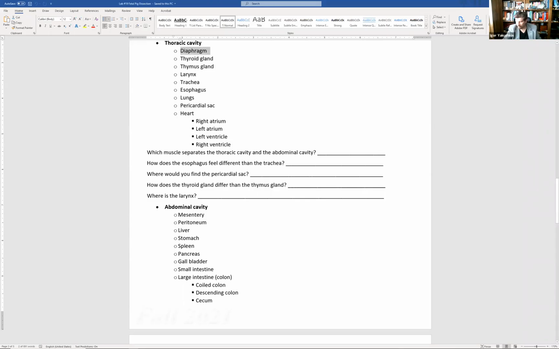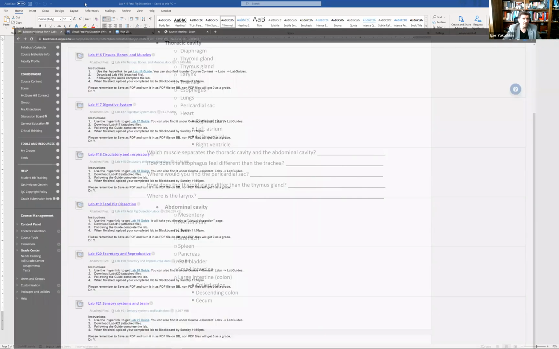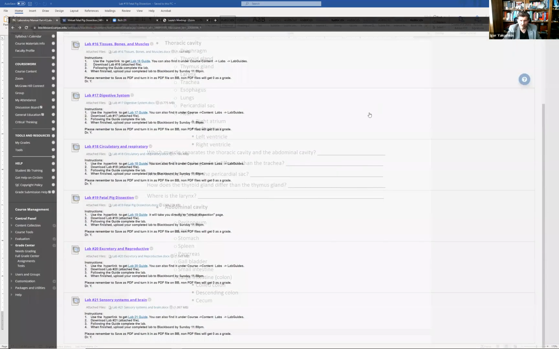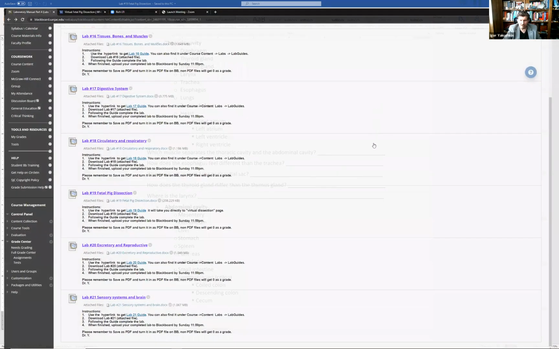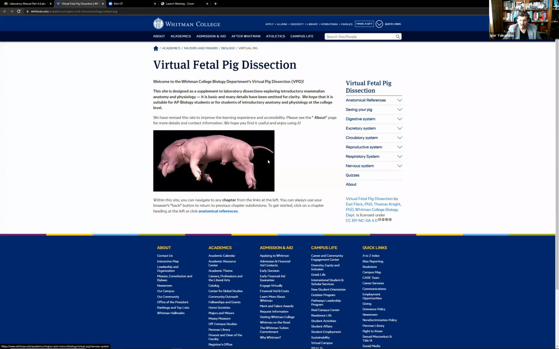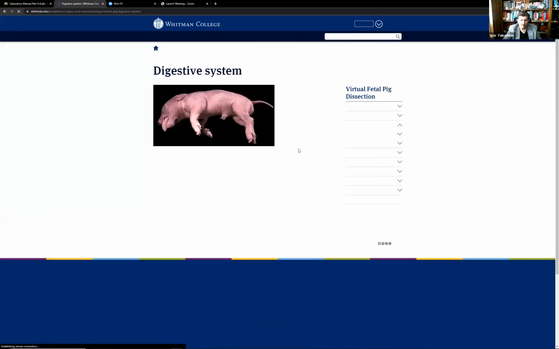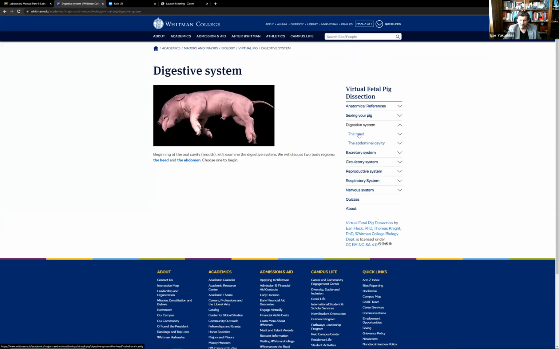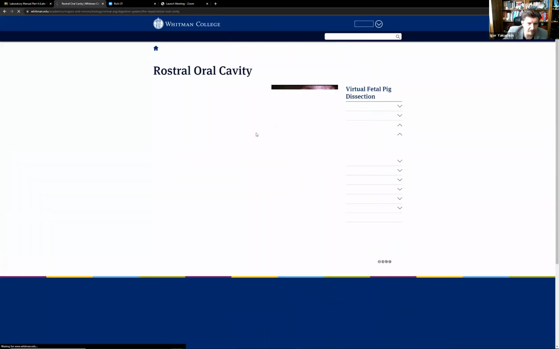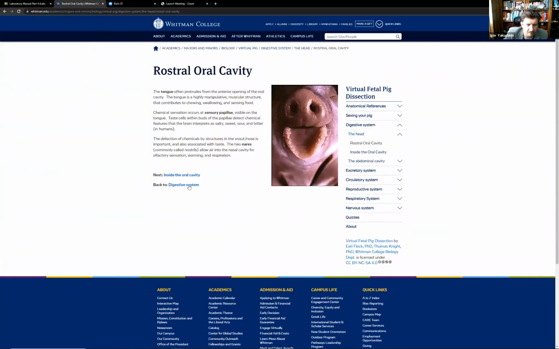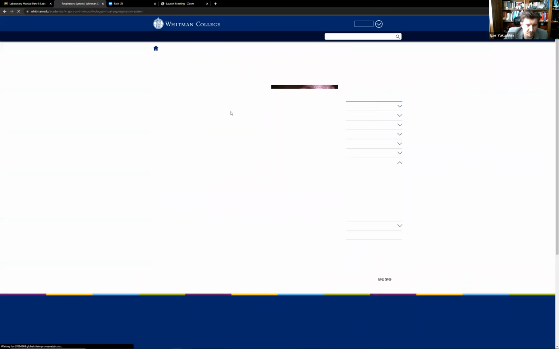Oops, wrong one. Let's see if they're showing the thyroid, digestive, sexing, circulatory, respiratory. I don't remember which one. Let's see. No. Inside the oral, you should be able to see that. Respiratory. Let's see. Respiratory system.